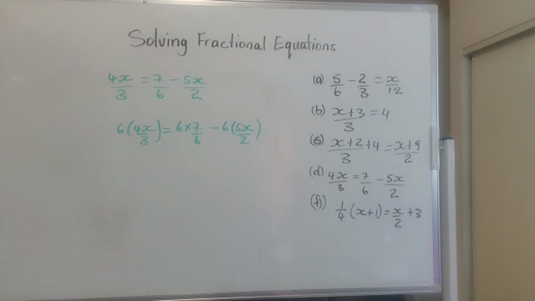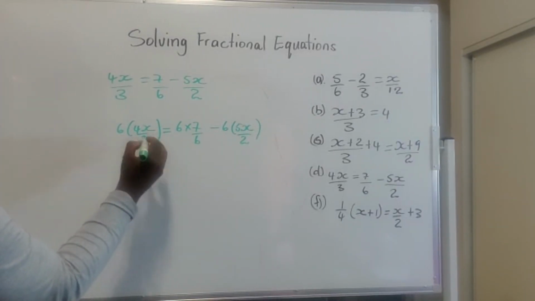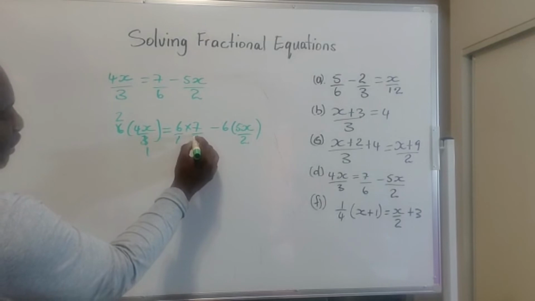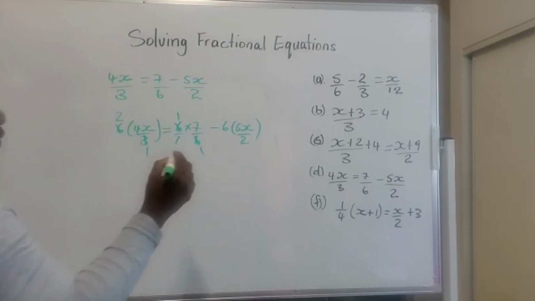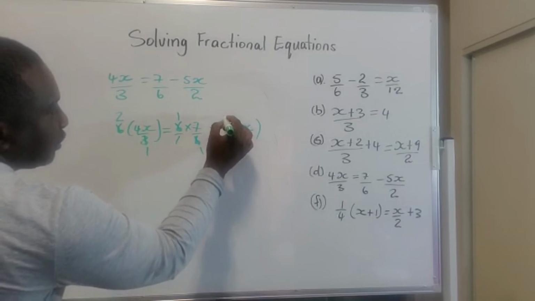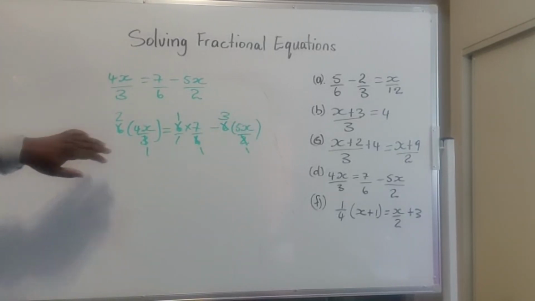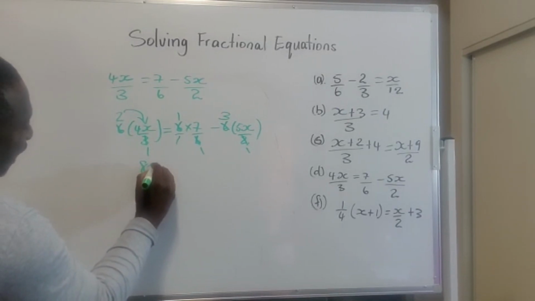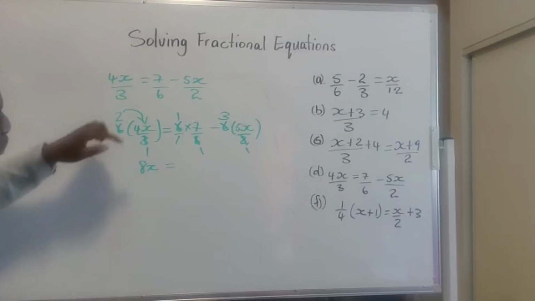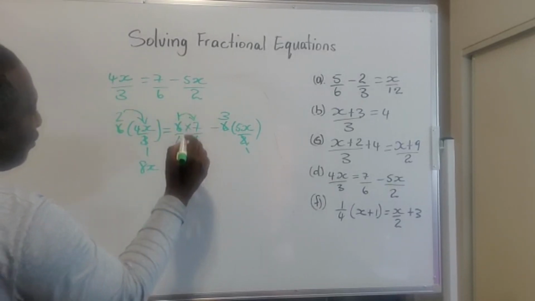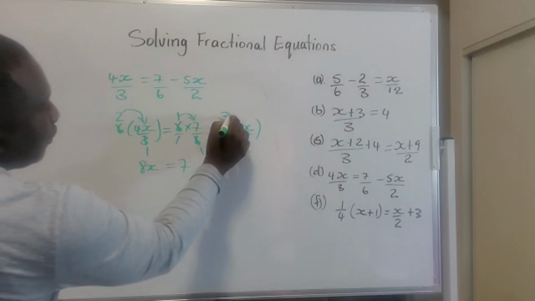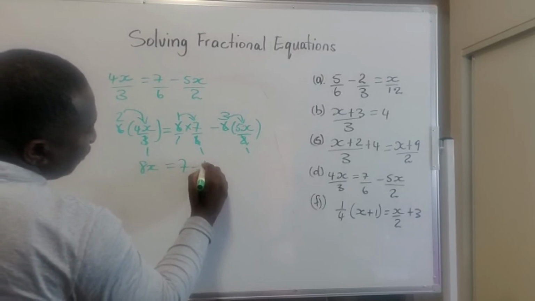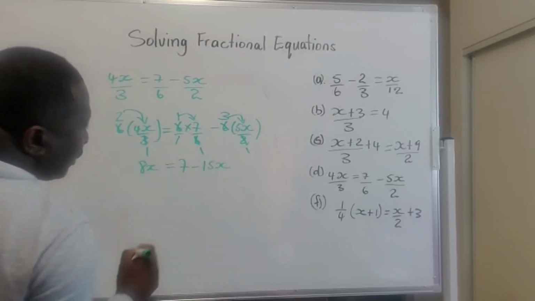Now we can simplify. 3 into 3, 1. 3 into 6, make it 2. Do the same here. 6 into 6, 1. 1. 2 into 2, 1. 2 into 6 goes 3. Now we can multiply all our values. 2 times 4x will give us 8x is equal to 1 times 7 give us 7. 3 times 5x will give us, this is negative, guys, negative 15x. Important to pay attention to our signs.